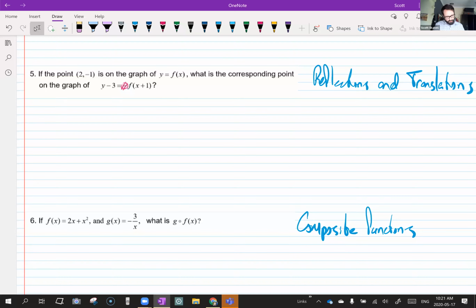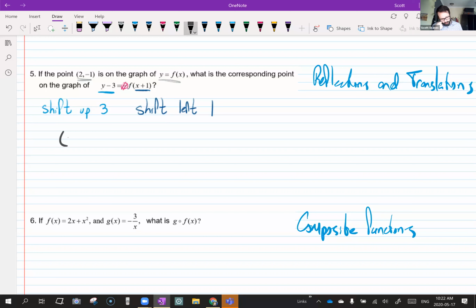Let's try this. If the point 2, -1 is on the graph of this, what is the corresponding point on the graph of this? Okay, so we have two things. We have to shift it. Well, if it's -3 here, it would shift up 3. Delete that negative out. And then what does this do? This would shift left or right? Well, if it's plus, you go the other way, left. Plus normally means right, but we go the opposite. So shift left by 1.